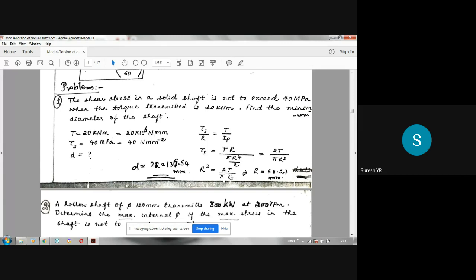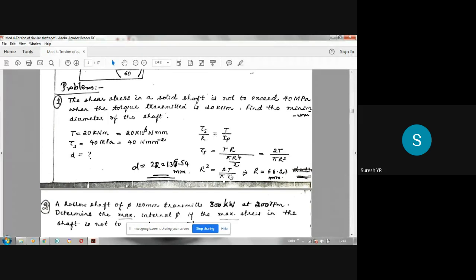So I told you to express in Newton and millimeter only. So these two are given. Find the minimum diameter of the shaft. So what is the diameter of the shaft? That is the R value. The radius value you have to find out, and from that we can get the diameter. It is a very simple question.